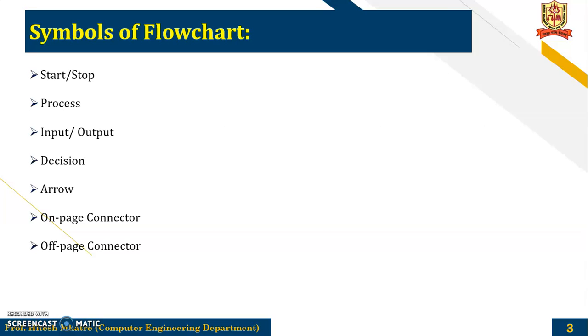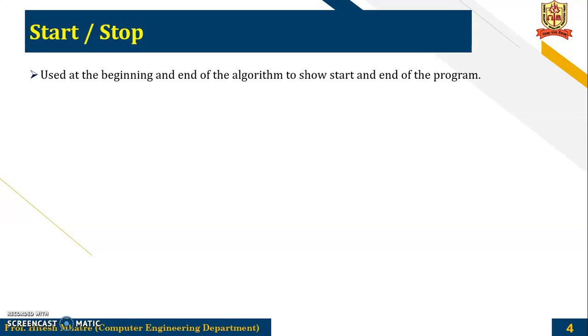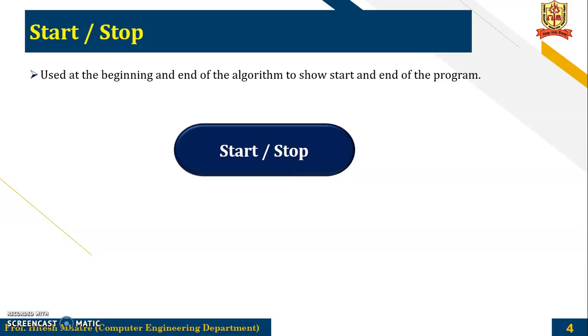The symbols of the flowchart. The basic symbols that we are going to use are the start and stop, process, input output, decision, arrows, on page connector and off page connector. So we will see them one by one. First is the start and stop symbol. It is used at the beginning and the end of an algorithm to show the start and end of the program. This is how you represent it, the rectangular ellipse, to represent the start and the stop.